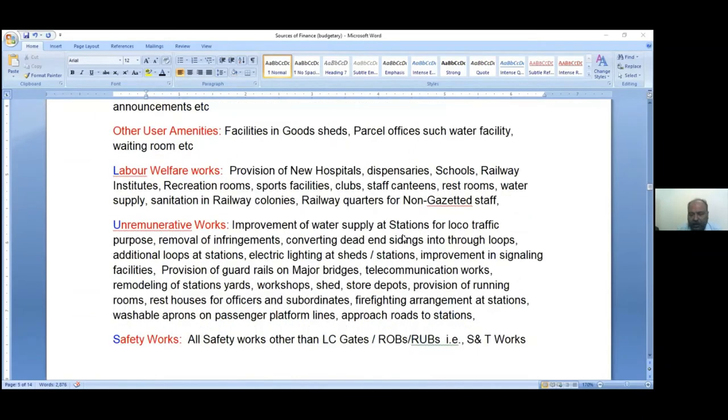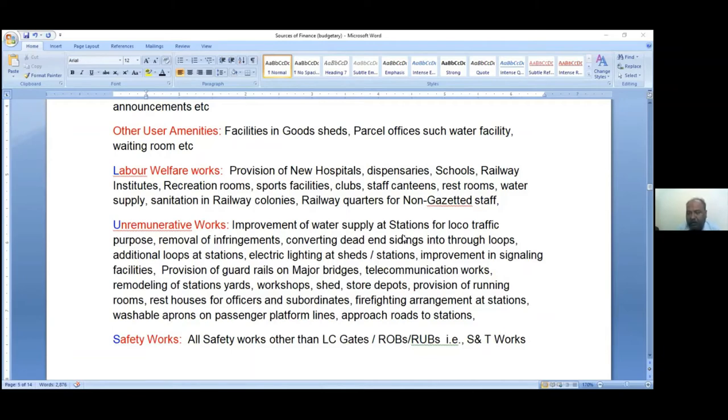The examples are improvement of water supply at stations, local block improvements, converting dead-end sidings into through loops, and adding more number of trials. Electric lighting at sheds or stations, improvements in villages, telecommunication works, remodeling of station yards, and restrooms for officers and subordinates, and washable aprons on the passenger platform lines are unremunerative works.